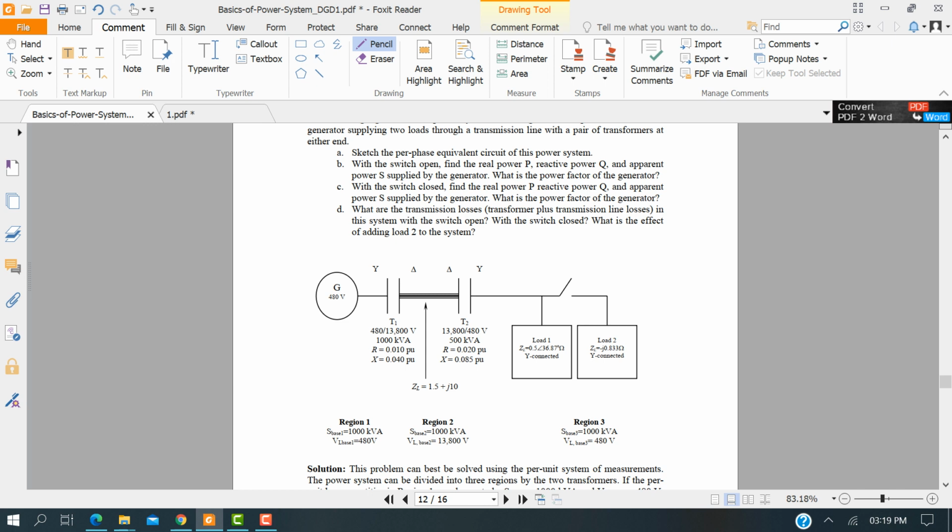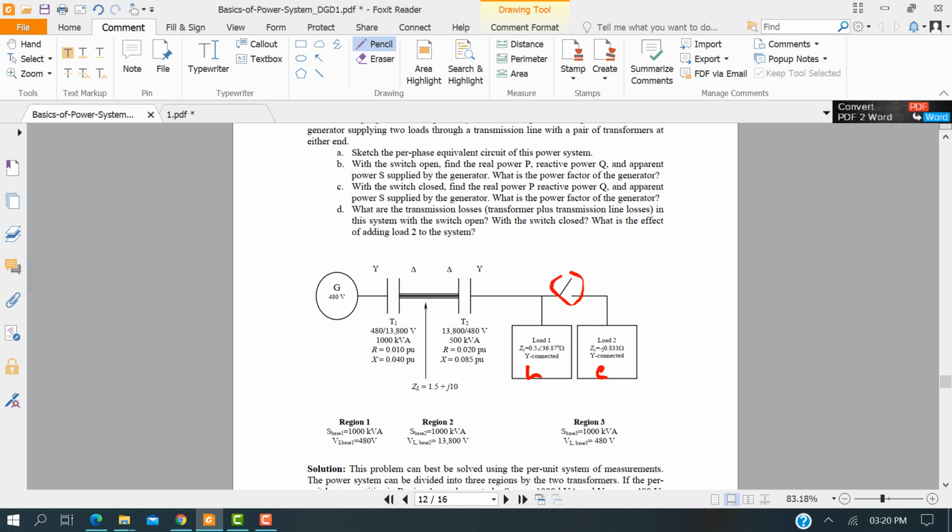And here two types of load are connected. Here theta is positive, so definitely it's an inductive load. And here you see that ZL is a negative value, which means it's definitely a capacitive load. So two different loads are connected in parallel through a switch. So there are different scenario questions over here.